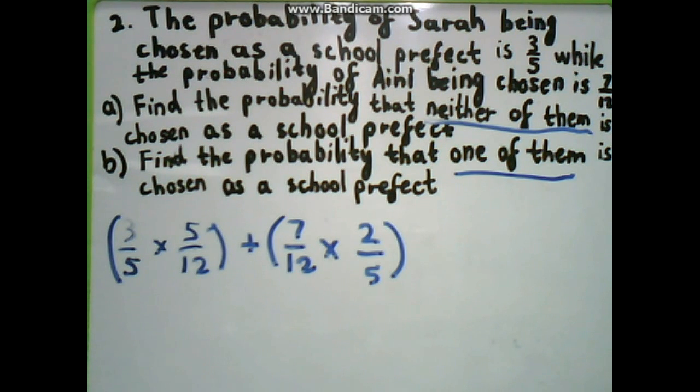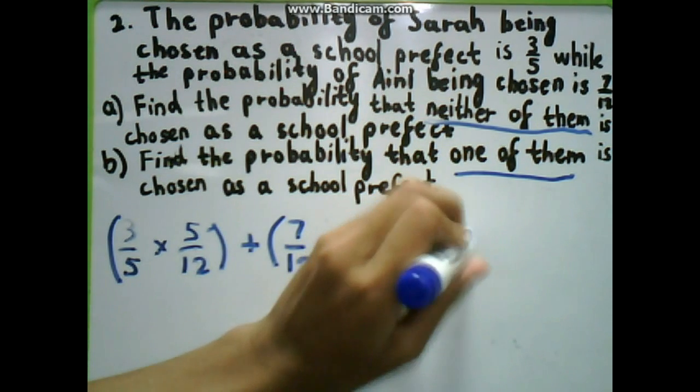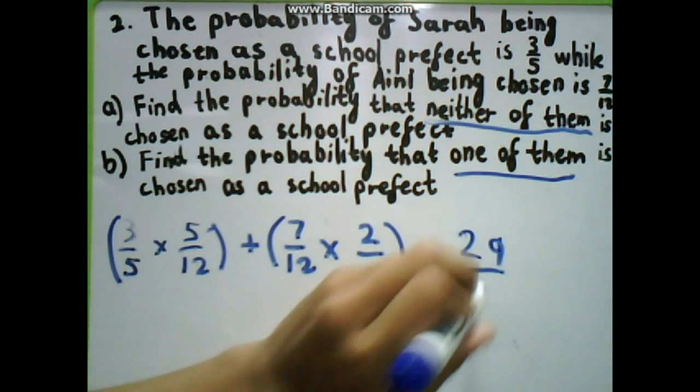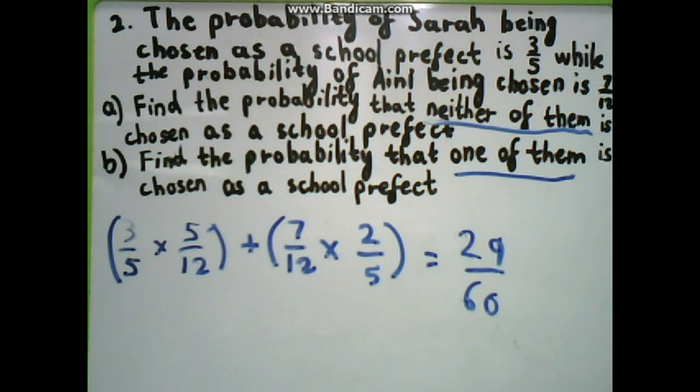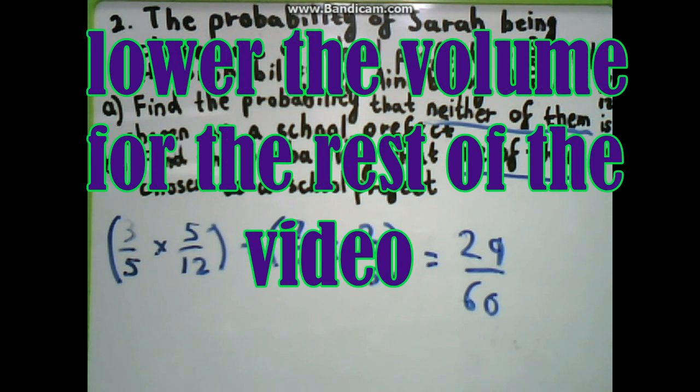5 times 12 plus 7 over 12 times 2 over 5. So you should get 29 over 60. At least that's the simplest form they could give. So that's the answer. Yes, it is. So that wraps up the second question. Let's move on to the third one, which will be different from the first two we did.